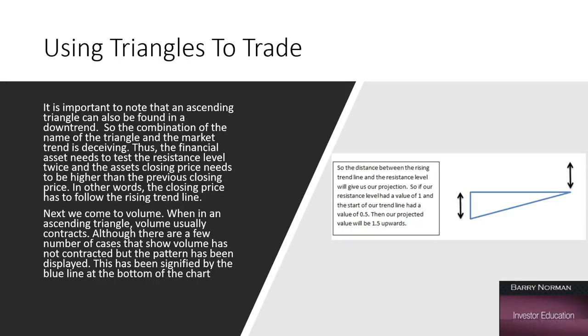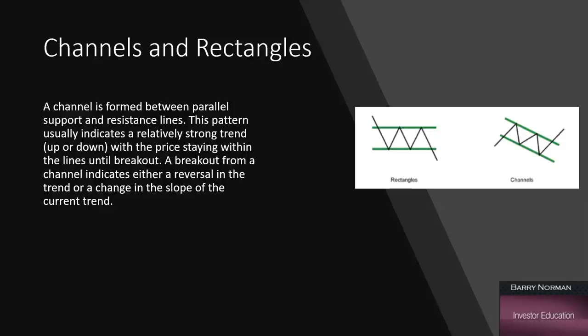So it's important to note that an ascending triangle can also be found in a downtrend. So the combination of the name of the triangle and the market trend are deceiving. Now, we want to wait for price either to break upward or downward, break out. And we want to look for volume to confirm the breakout. From that point, we can then start setting our target, our stop loss, and our take profit points.